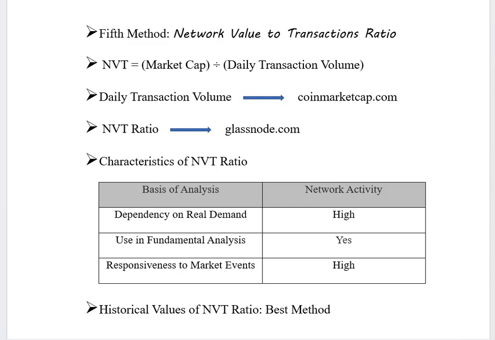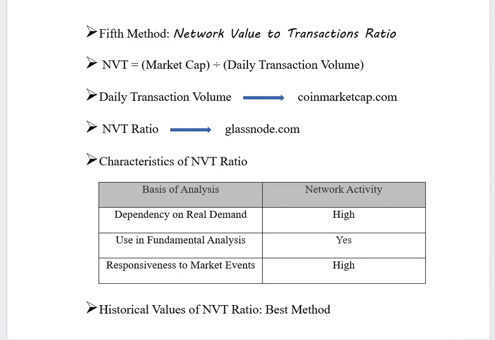Some suggest that, generally speaking, an NVT ratio below 20 may represent a buying opportunity, while a ratio above 80 suggests the risk of a price bubble. The range between 20 and 80 is considered neutral.